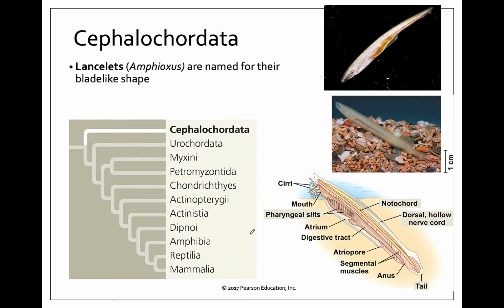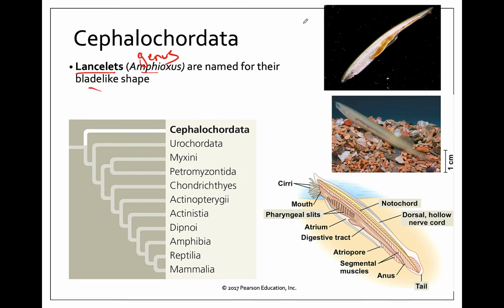So we have two groups of chordates here that have all four of those characteristics, but are not considered vertebrates. The first one are the Cephalochordata. The common name for these are lancelets. Amphioxus is actually the genus, so that's not a common name. They're typically named for their blade-like shape, like a lance. They look like a lance.